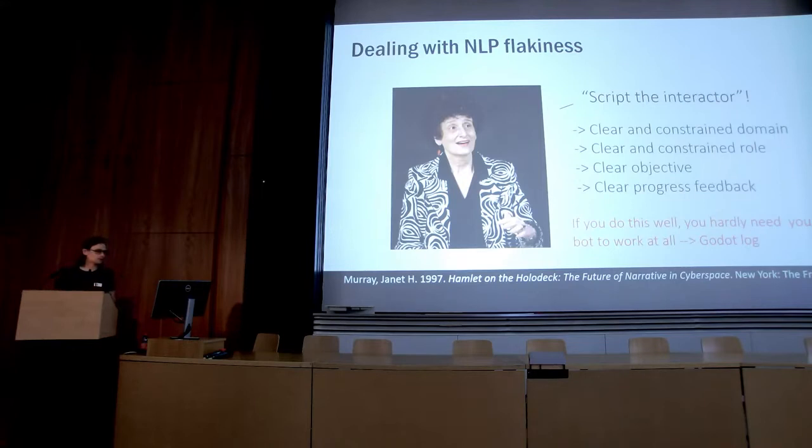And there are ways to do this: a clear and constrained domain, this is about Snow White. So if you talk to me about the last hockey game, don't expect me to have an answer. I won't. It's a clear and constrained role. This is what you want to do. A clear objective and clear progress feedback. And when you do this well, you hardly need your bot to work at all.